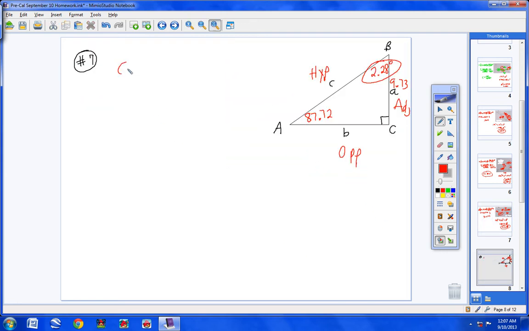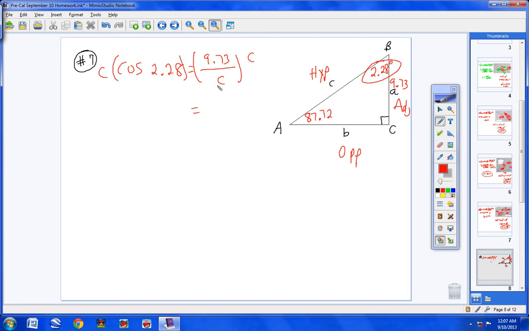I'm going to choose to use cosine. Cosine of 2.28 equals adjacent, which is 9.73, over hypotenuse, which is C. Now, I don't like my fraction, and my bottom is a C, so I'm going to multiply one side by C, and I'm going to multiply the other side by C.